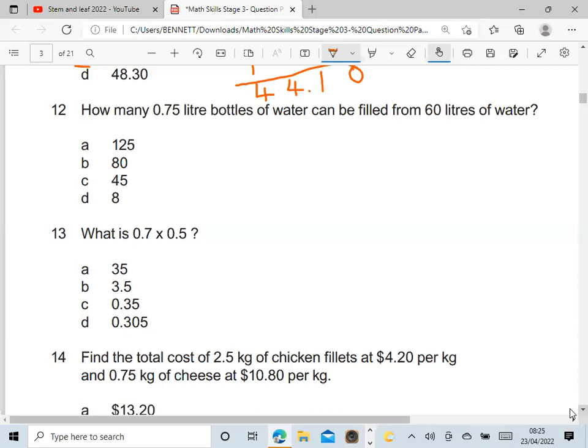Anyone know the conversion, right? You guys know the conversion? How many? Oh, both of them are in the same unit. It's 0.75 liter, right? And 60 liters. It's the same unit. Sorry. So all we have to do is divide, right?